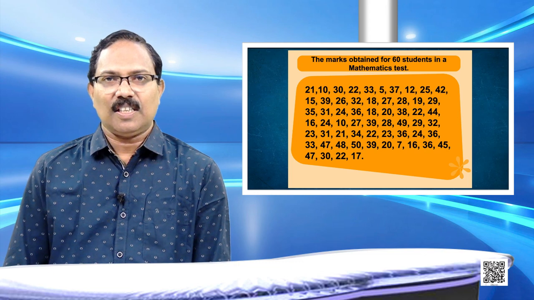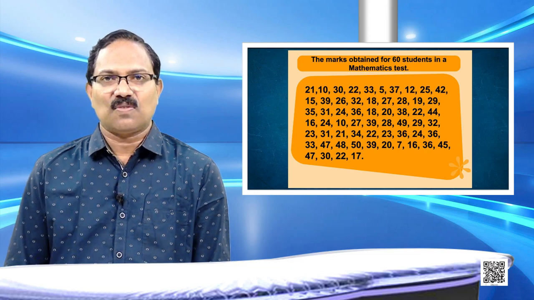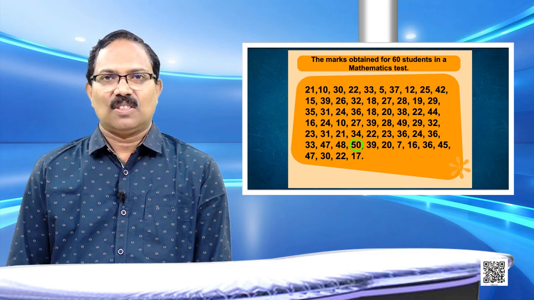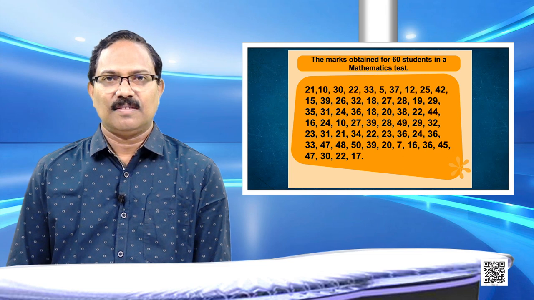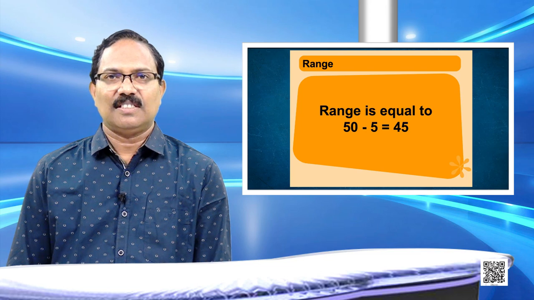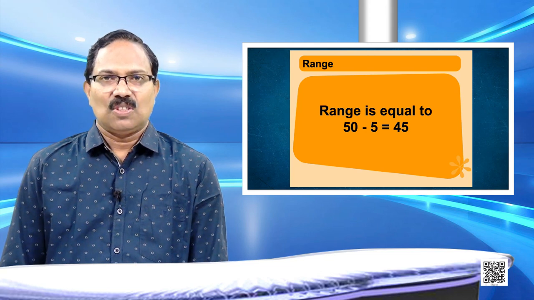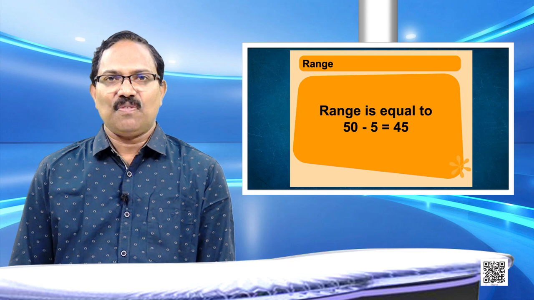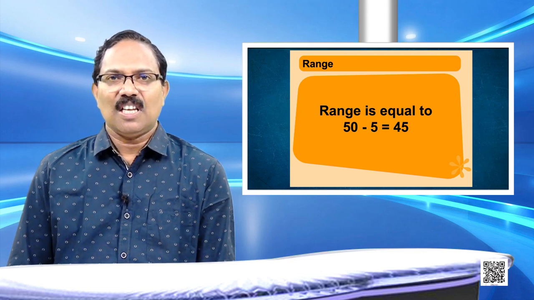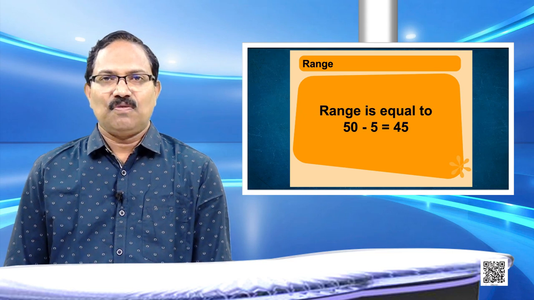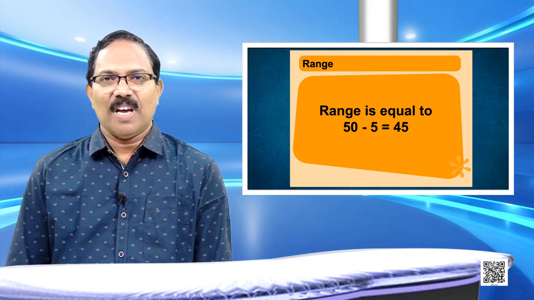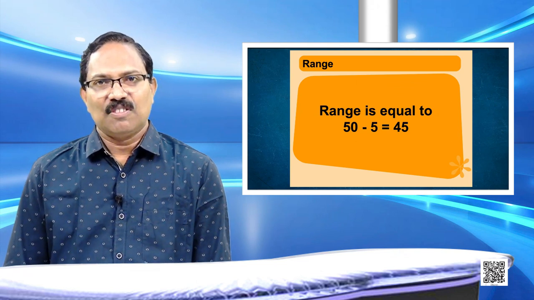In the present data, the lowest score is 5 and the highest score is 50. So, the range, as per the definition, is equal to 50 minus 5, that's equal to 45. So, if we get a value of 45, then we may have to think about forming the groups. If we are taking a cluster of 10 numbers in a group, then we may have to have 5 groups.